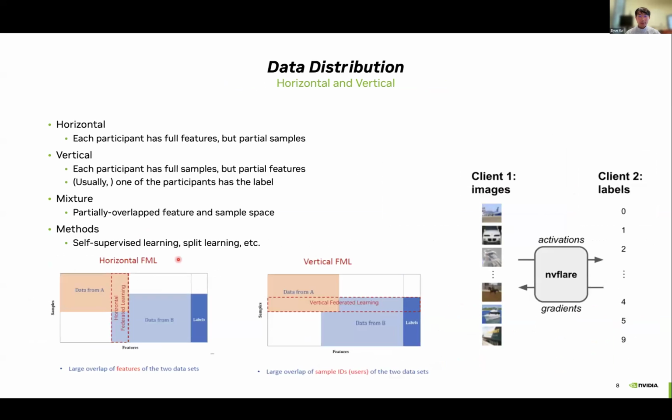And as I mentioned, there will be challenges from data distributions, whether horizontal or vertical, or a mixture of different scenarios. For that, we need to choose our learning methods properly, some based on things like self-supervised learning or split learning.